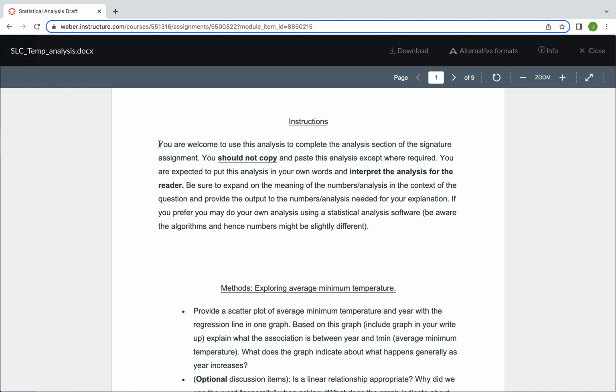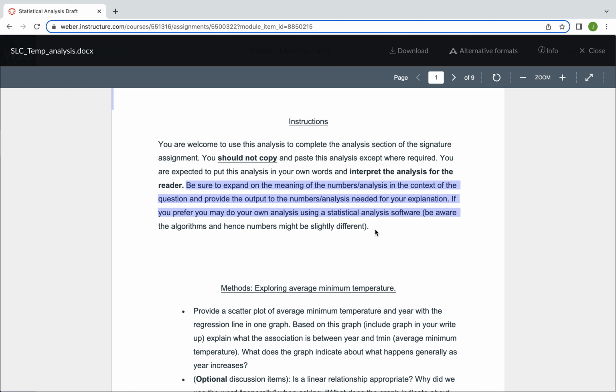So I provide this analysis to you, and you're welcome to use this analysis to complete the analysis section of your signature assignment. You should not copy and paste the analysis except where required. And you should also remove any formatting. You are expected to put this analysis in your own words, and I want to highlight that. You're expected to interpret the analysis for the reader, and that is largely what you're graded on. Be sure to expand on the meaning of the numbers and the analysis in the context of the question and provide the output to the numbers analysis needed for your explanation.